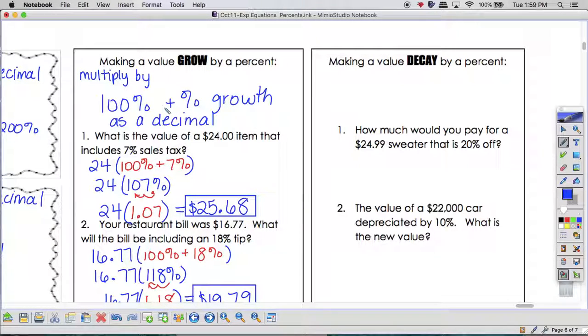To make it grow, we did 100% plus the percent growth. So to make it decay, see if you can guess what we would have to do. We would have to multiply by 100% minus whatever the percent decay is. Okay, and then you're going to have to change that to a decimal.